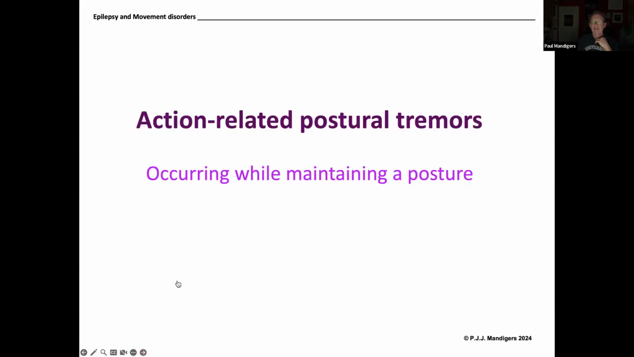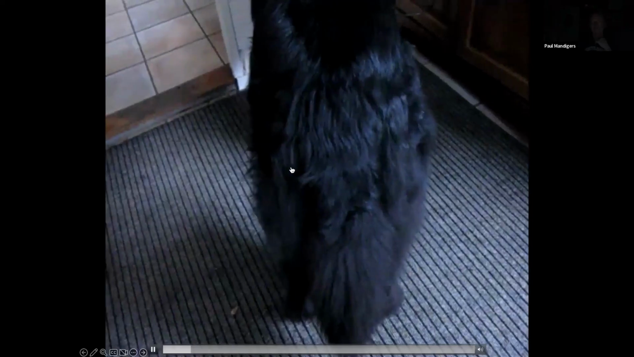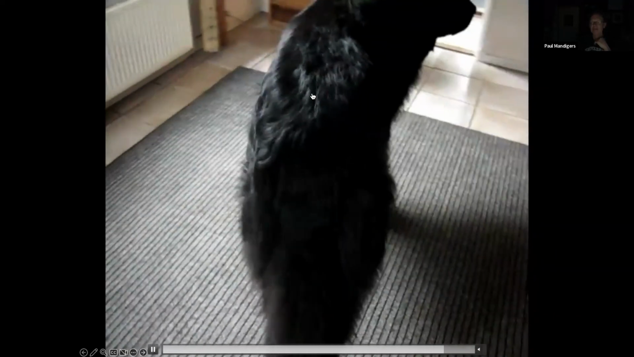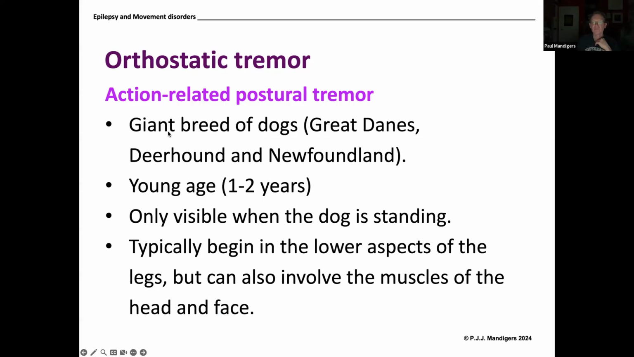So in veterinary medicine, we are talking about the action-related tremors, and then there is the postural tremor. And the biggest example of it is the orthostatic tremor. And that's, for instance, a thing we see in the Great Dane or the Newfoundlander. So when the dog is standing, he develops the tremor. When he's walking, he doesn't have the tremor, because at this moment, he has to use his postural system. It's a thing we see often in the giant breeds, Great Dane, Deerhound, Newfoundlander. If it's a young dog, and if it's only one of these breeds, and it's only visible when the dog is standing, then that's a typical orthostatic tremor in these breeds.